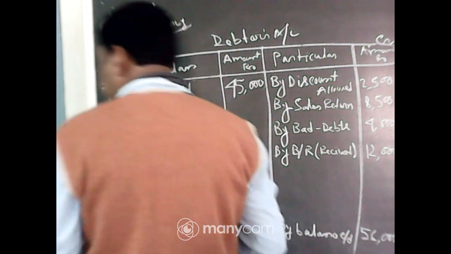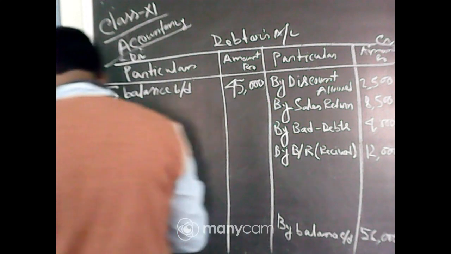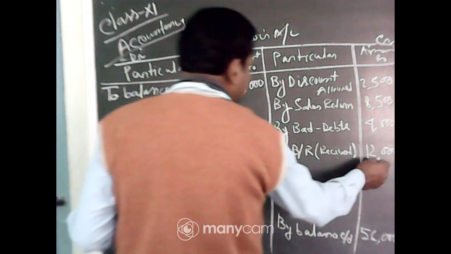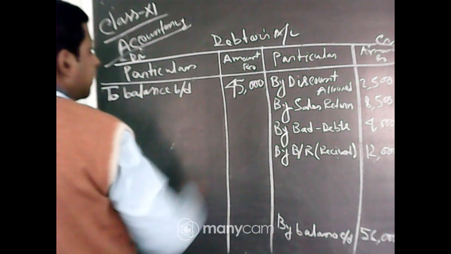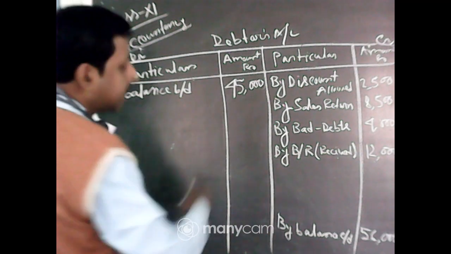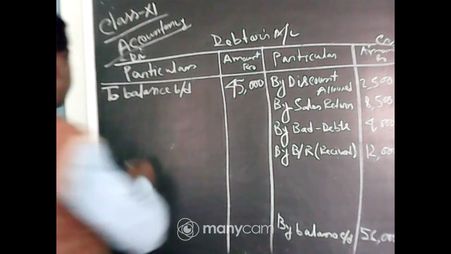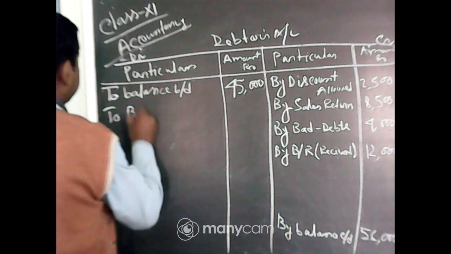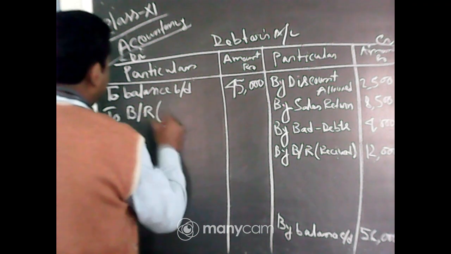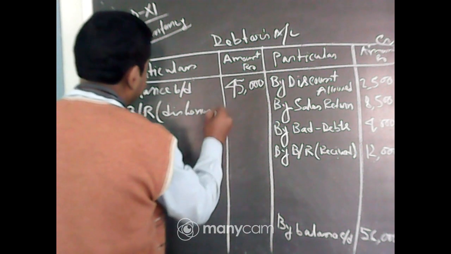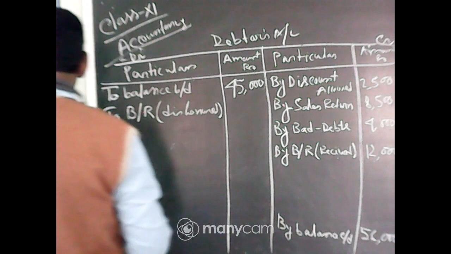Now next is bill receivable dishonored. Whenever bill receivable received, that will be credited, as debtor balance will be less. So when bill is dishonored, that means debtor balance will again be debit balance. So to BR dishonored, that is 3,000.